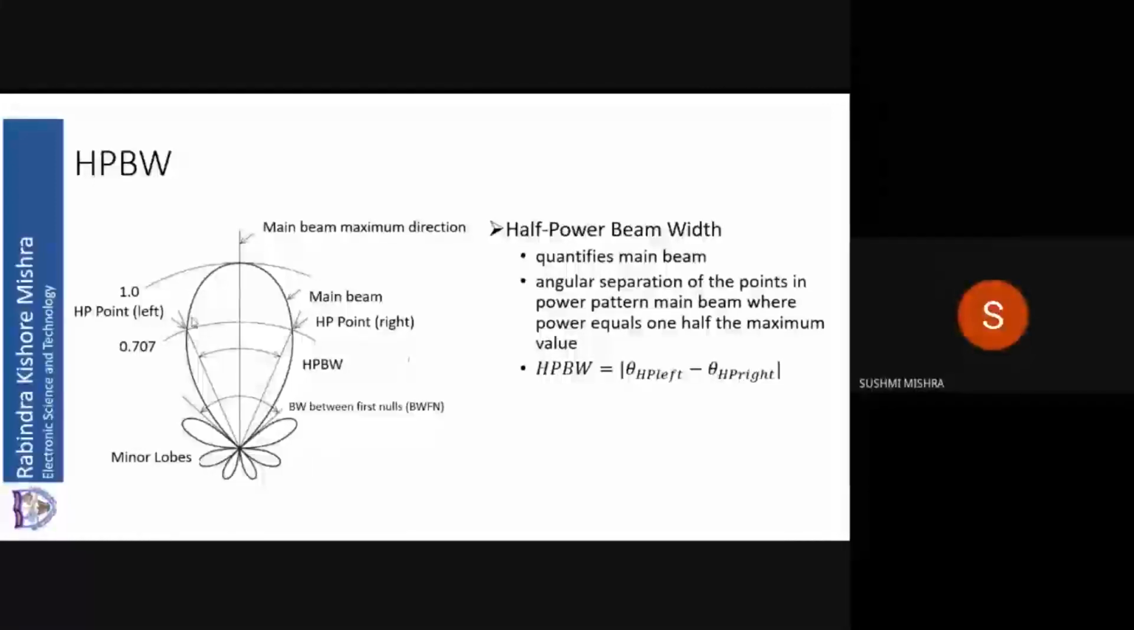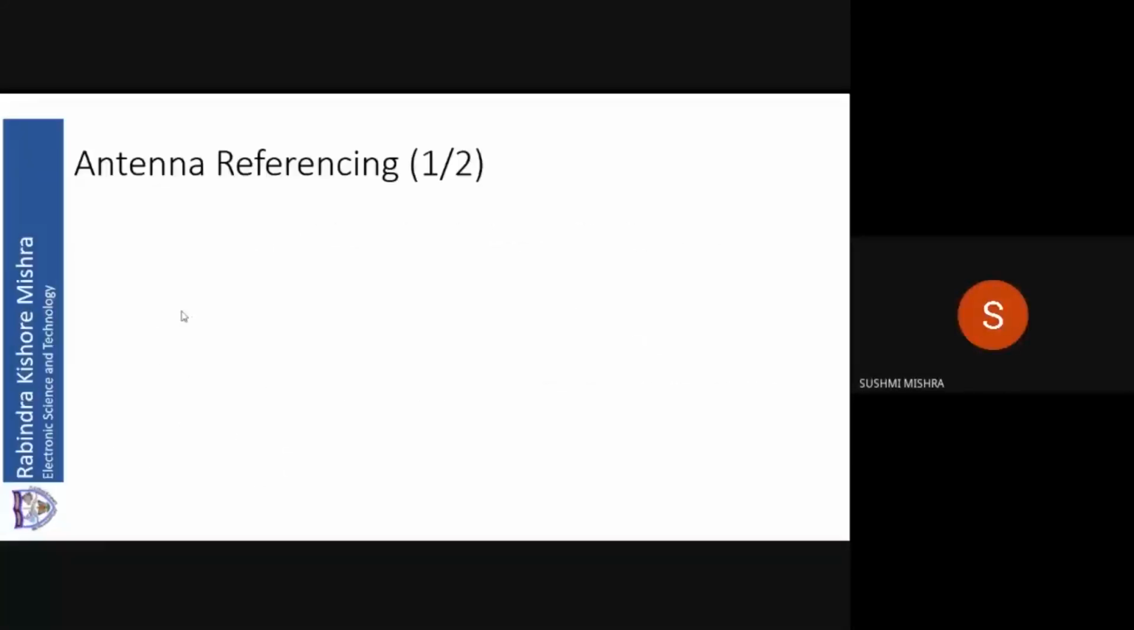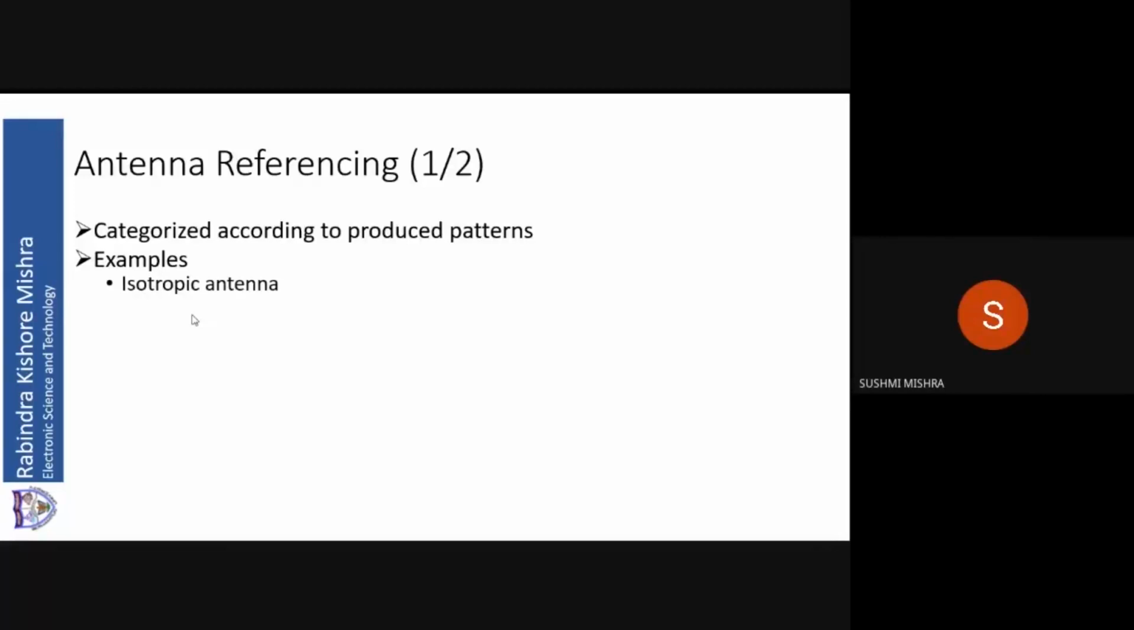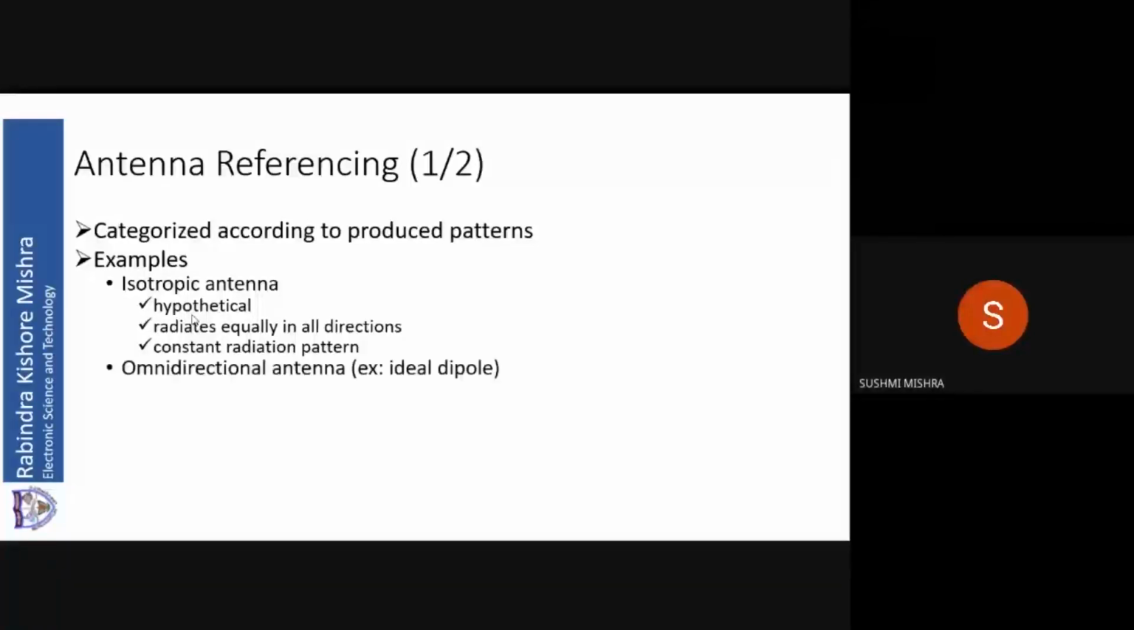So now let us see how we can reference an antenna. What type of antenna is it? Antenna referencing helps in categorizing the antennas according to their patterns. For example, I can say I have an isotropic antenna. The pattern is isotropic. This is a hypothetical antenna. It radiates equally well in all directions and has a constant radiation pattern. So based on this, I can call it an isotropic antenna and classify it accordingly.